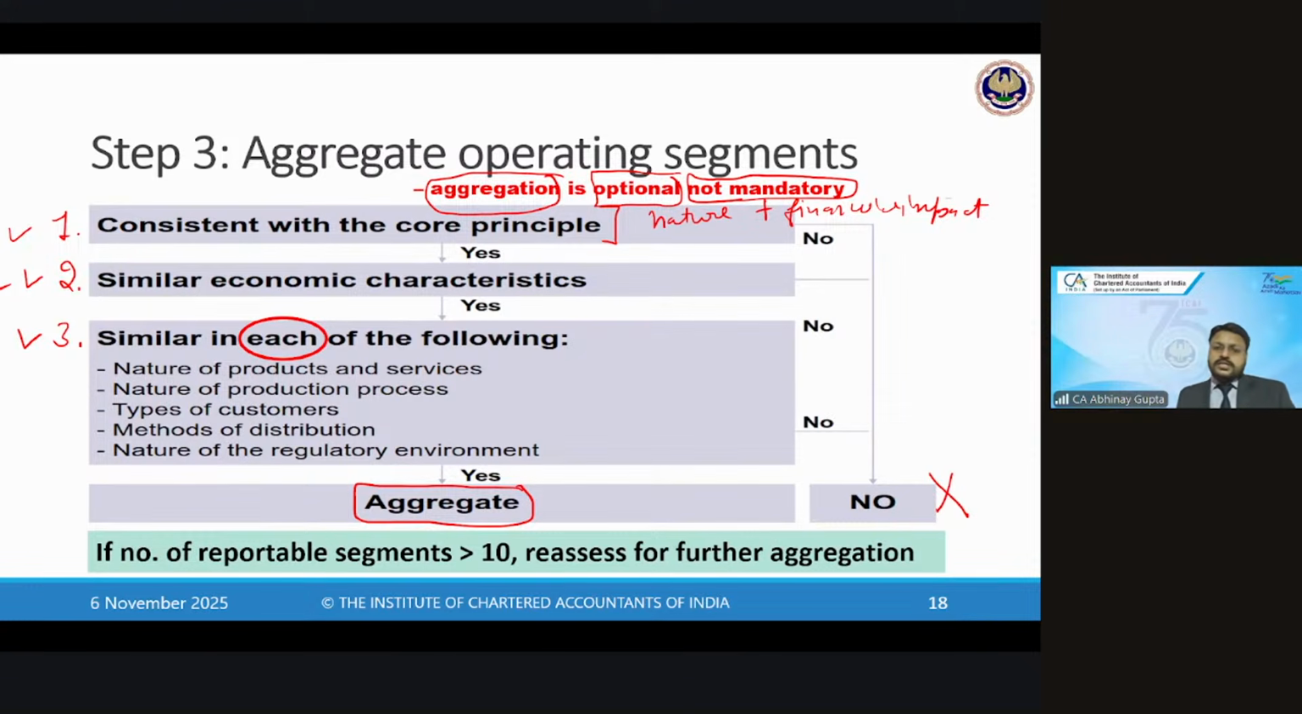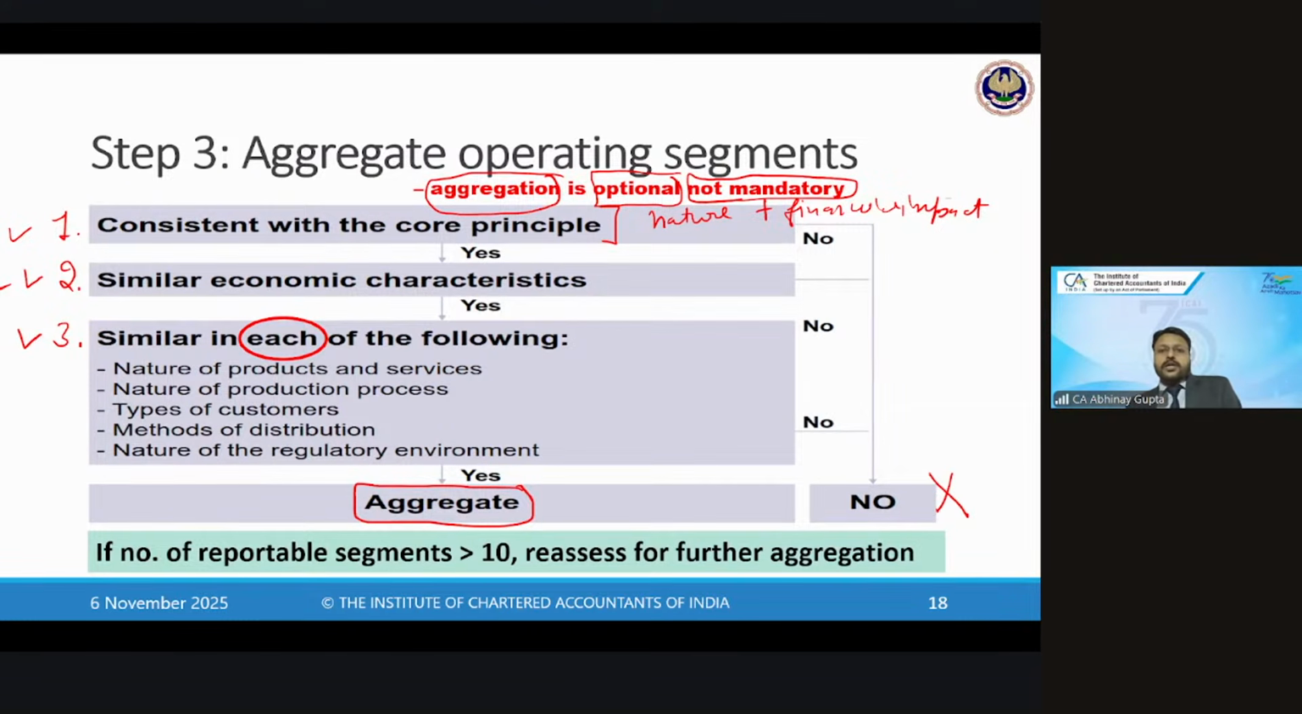So the first condition is consistent with the core principle. The core principle is that users of the financial statements should be able to understand the nature and financial impact. If we are clubbing more than one operating segment into one, then will this nature and financial impact be understood by the users clearly or not? If this is getting impacted, then we shouldn't be doing the clubbing or the aggregation. And if this is not impacted, then we can do the clubbing or the aggregation, right?